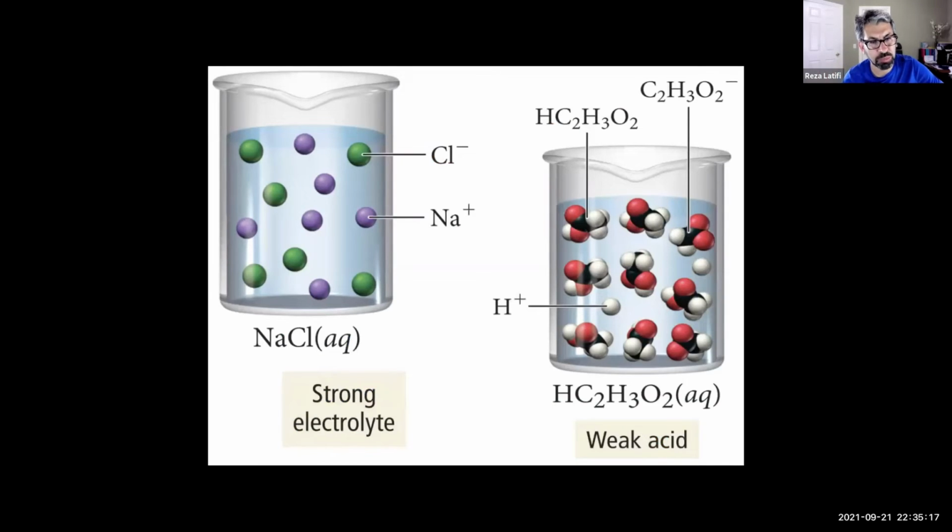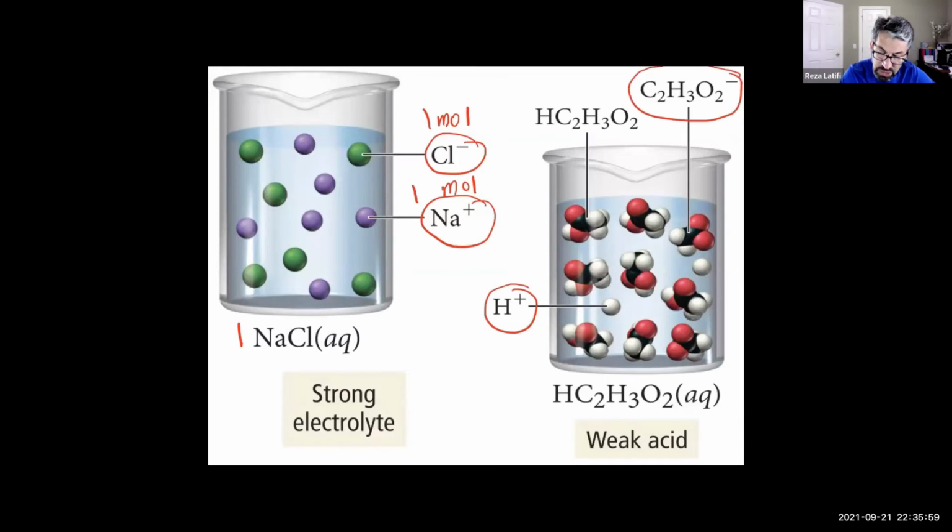What is the problem? When I dissolve 1 mole of sodium chloride, I get 1 mole of chloride ion and 1 mole of sodium ion. So I get 2 moles, 1 mole cation and 1 mole anion, and that's perfect. I can have the maximum conductivity. But when we compare it with acetic acid, it will give us some, I'm not saying 1, it will give us some H plus. It's going to be less than 1 mole of H plus.